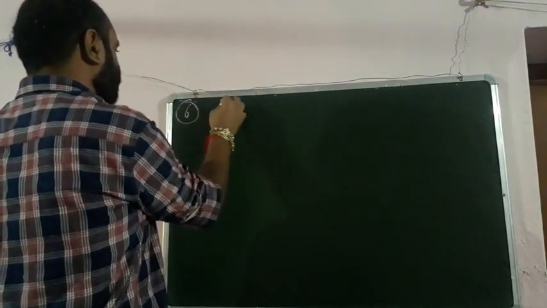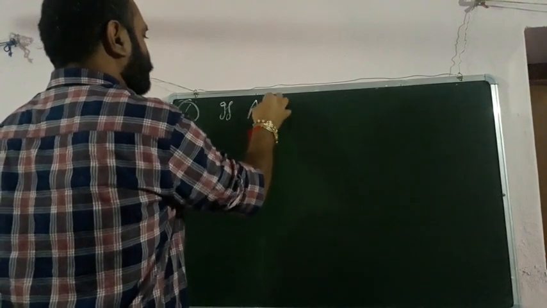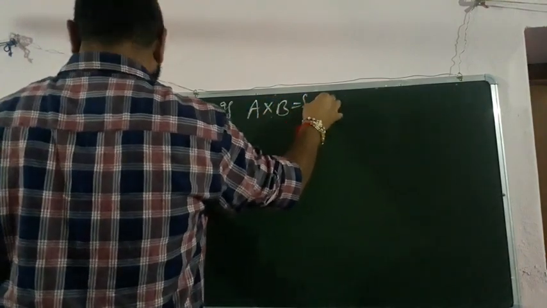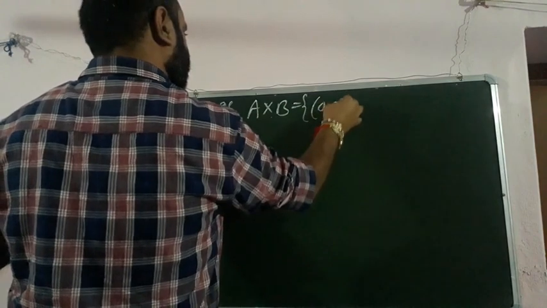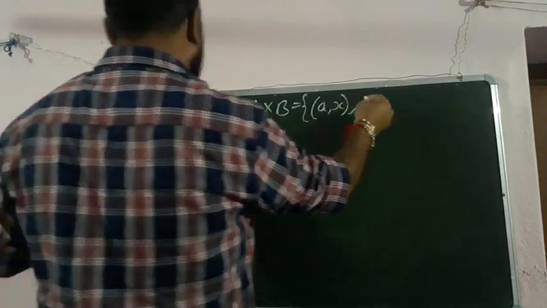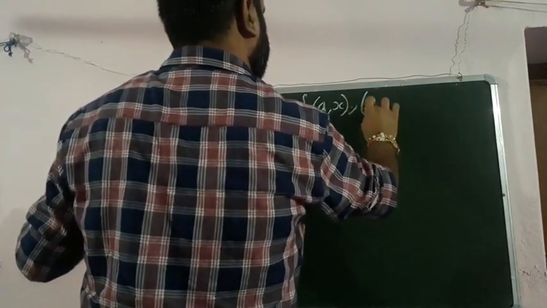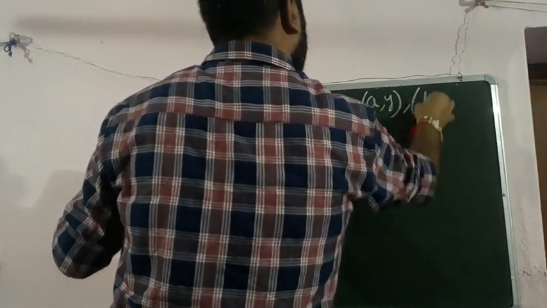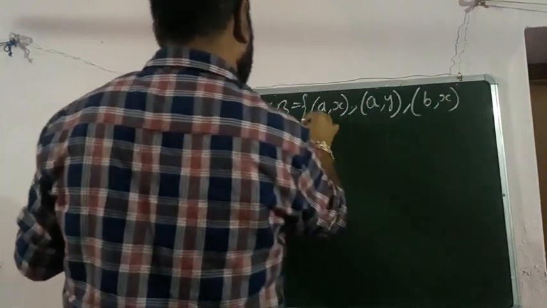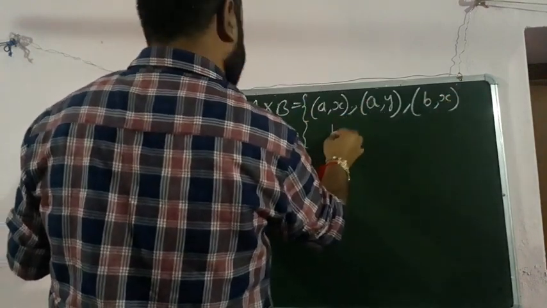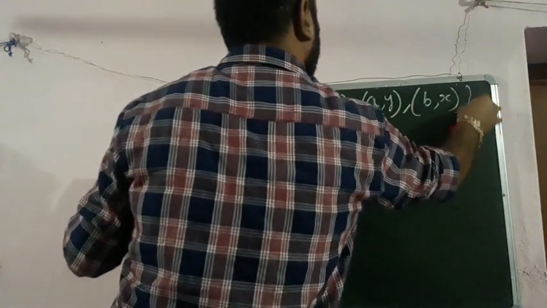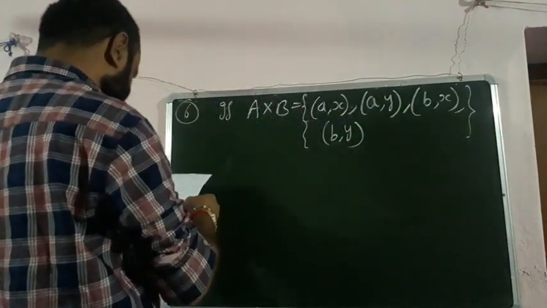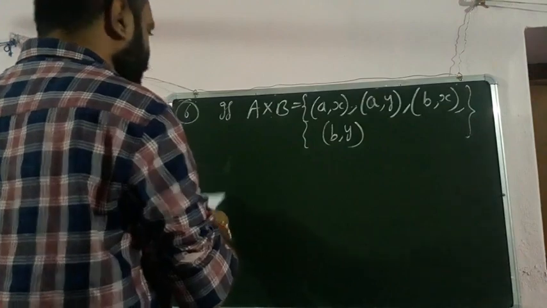Question number 6: if A cross B is equal to A comma x, A comma y, B comma x, and B comma y. So these are the possible pairs in A cross B. Find A and B.